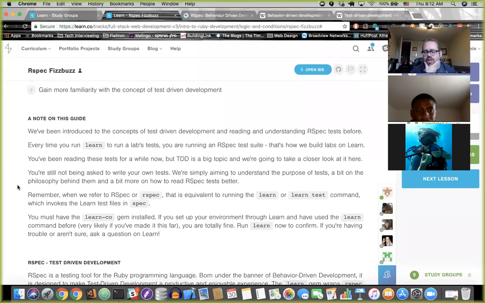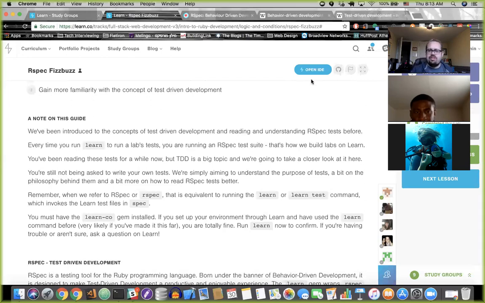As we mentioned, every time you run learn in a lab, you're basically running RSpec. The Flatiron developers created the learn program, which houses RSpec within it and adds functionality on top of RSpec. So you could actually run RSpec in your lab and get basically the same results. But there is some added functionality within Learn, which probably makes you want to keep running Learn as your test when you're testing your labs. But you could theoretically run RSpec as well.